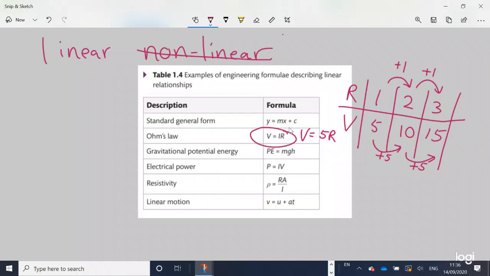If you look at all of these equations and do exactly the same thing with a table, you'll find every time you go up 1, the output variable goes up the same amount. I guarantee that's the case, and that's why these are all linear equations. Can you draw this table in your exercise book, please?